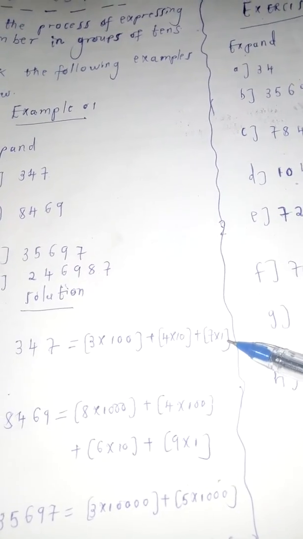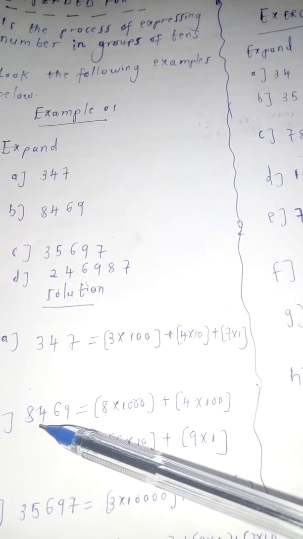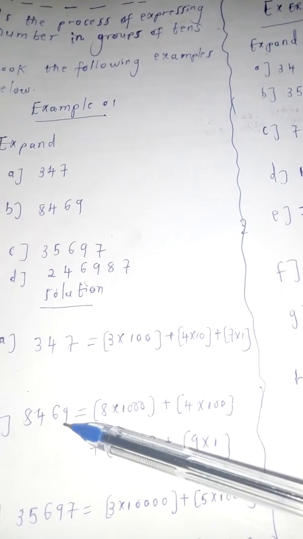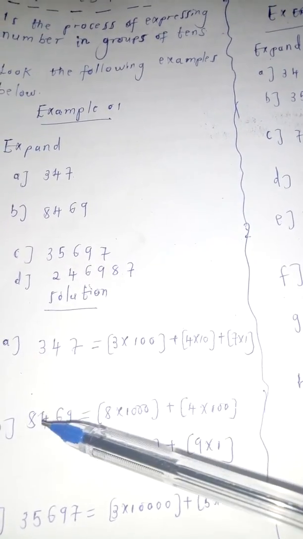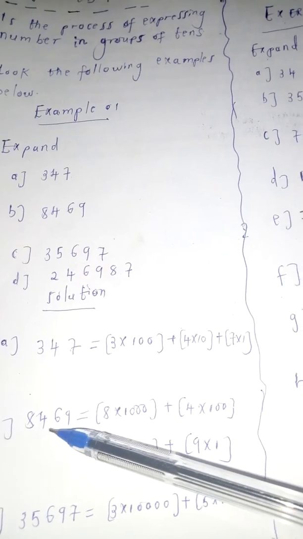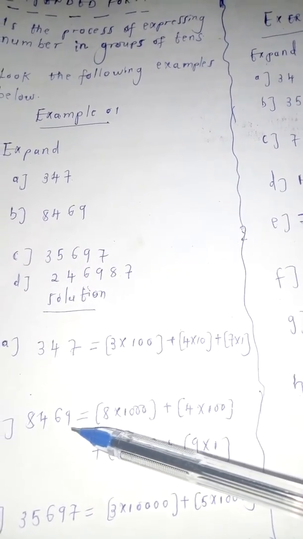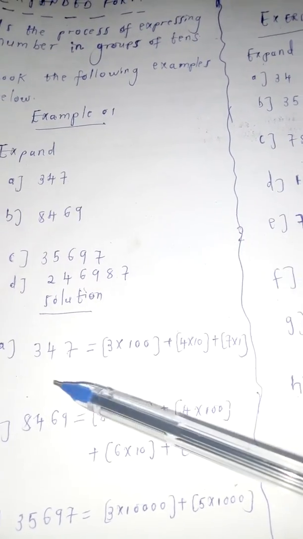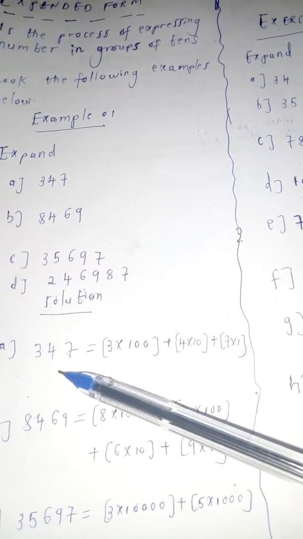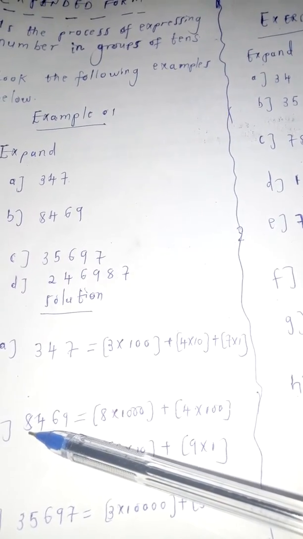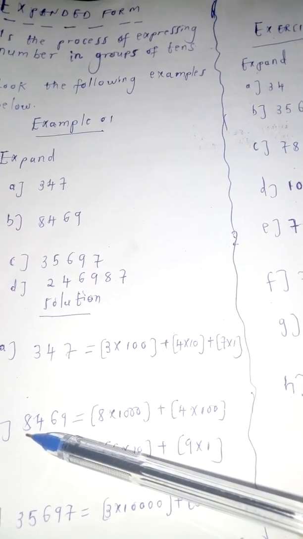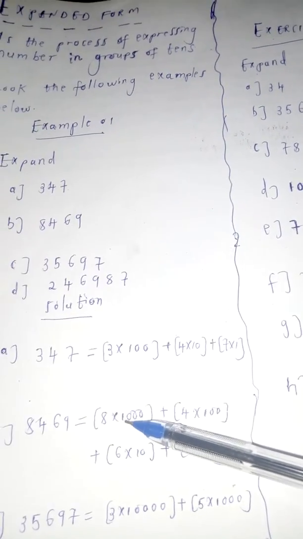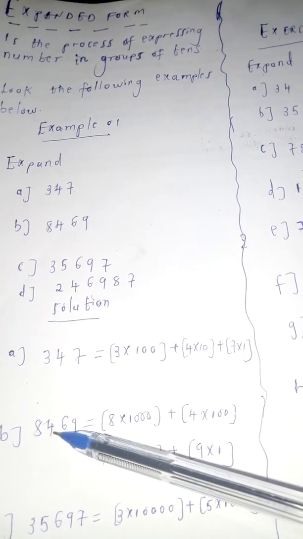Here again, this is 84,069. Here also you just use the idea as we used before. Remember, this number is larger than this. So this is 80,000. You ask yourself how you are going to obtain 80,000 by taking 8 times what? Times 1,000.